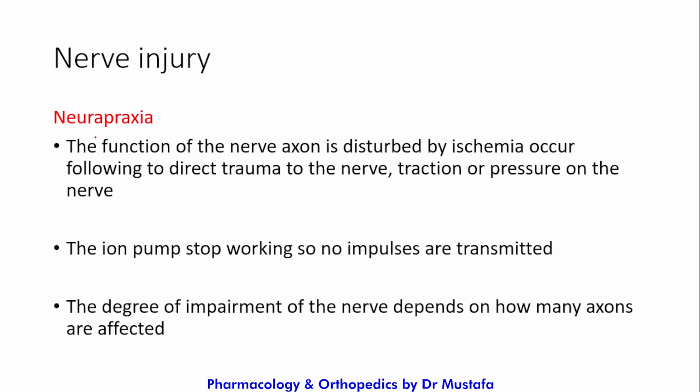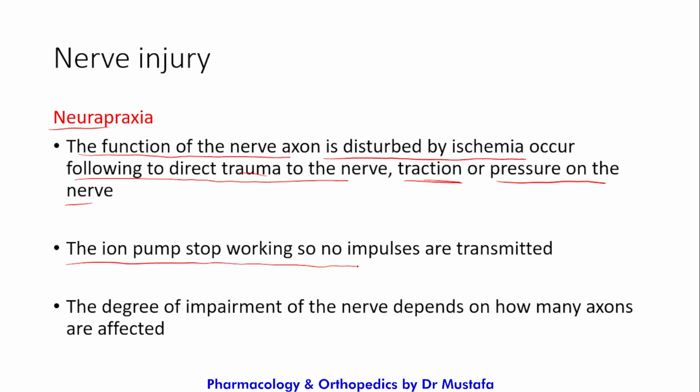So let's start with the neuropraxia. In neuropraxia, the function of the nerve axon is disturbed by ischemia following direct trauma to the nerve, traction, or pressure on the nerve. So it could be direct trauma, it could be traction, and it could be pressure. The ion pump stops working, so no impulses are transmitted, and the degree of impairment of the nerve depends on how many axons are affected.